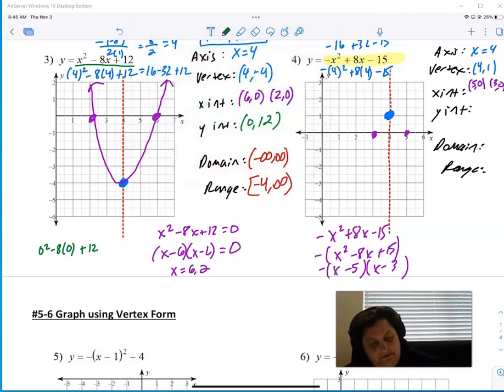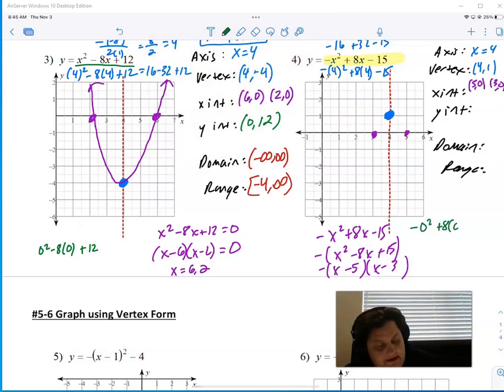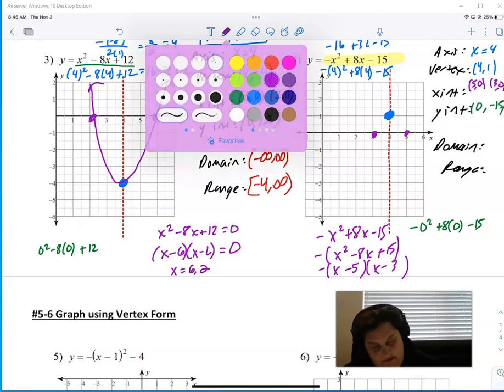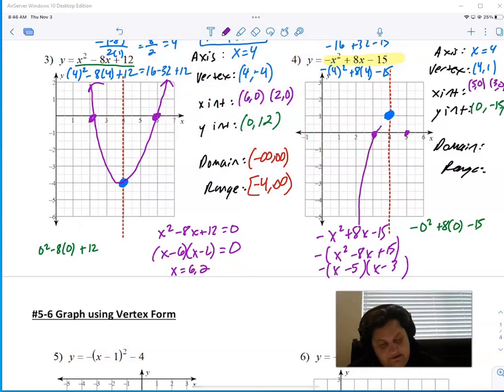Then again, my y-intercept is plugging in 0 right here. Negative 0 squared plus 8 times 0 minus 15. My y-intercept is negative 15. Again, that goes off the graph. So that's okay. You don't have to use it.